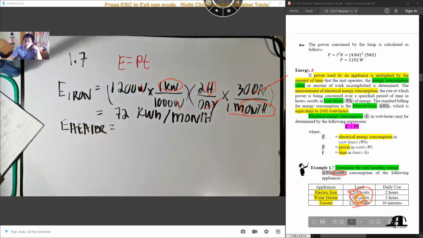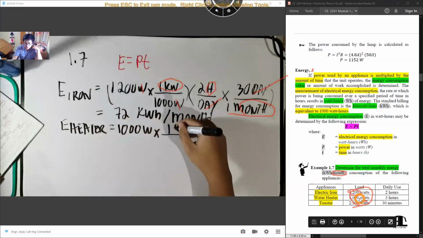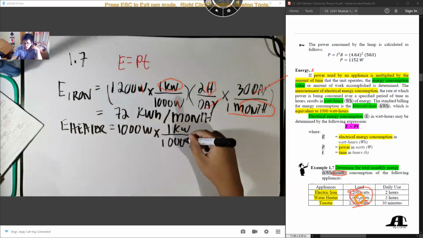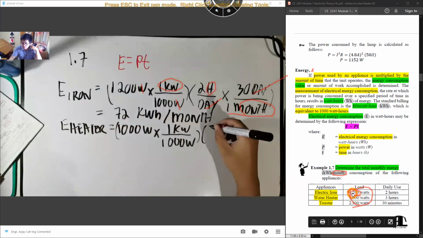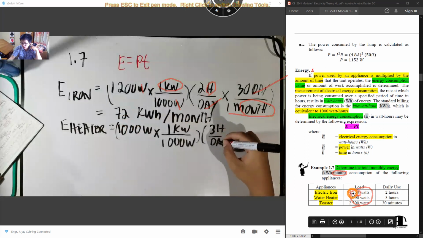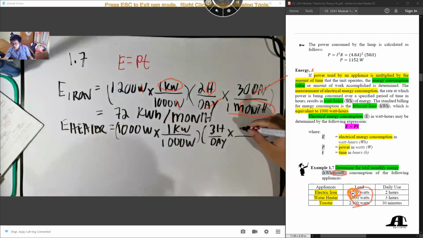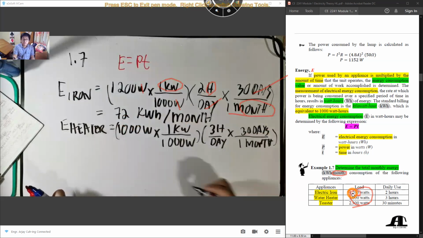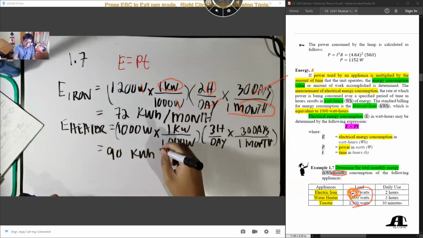Tuloy natin. Next natin yung sa heater. Sa heater naman, meron tayong 1,000 watts. Convert natin into kilowatts. So 1 kilowatt is equal to 1,000 watts. Tapos daily use niya is 3 hours, so 3 hours per day. Again, convert natin yan: 30 days, 1 month. Same, ang makuha natin dito ay 90 kilowatt hour per month.